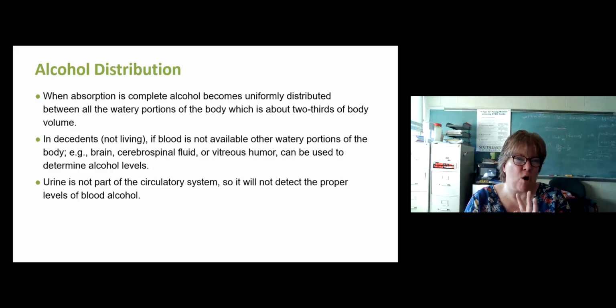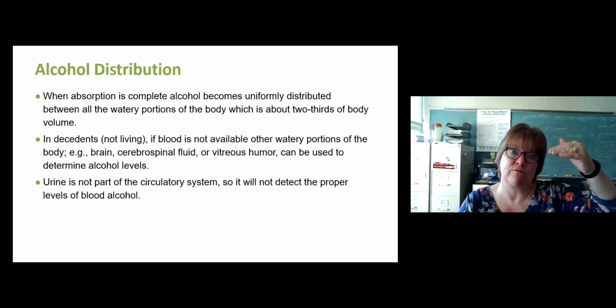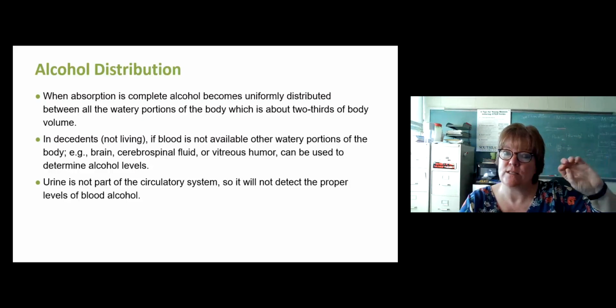Urine is not part of the circulatory system, so it actually won't get us a good blood alcohol content. Remember, blood alcohol would be part of the blood system, and urine is part of our excretory system. It doesn't work. So we can't use urine tests to accurately detect the blood alcohol content, which is the one that's going to affect the alcohol in the brain.